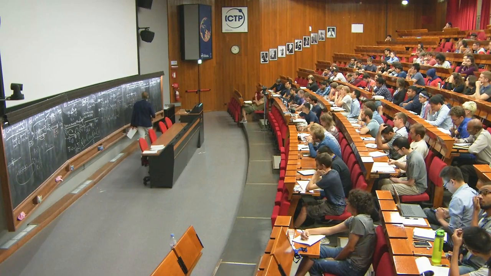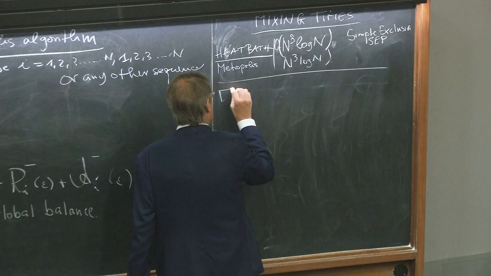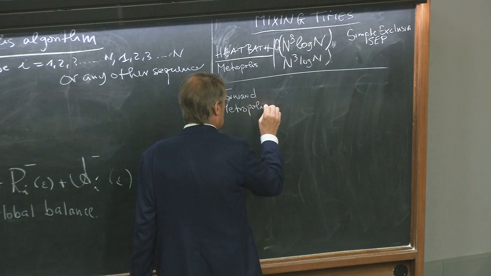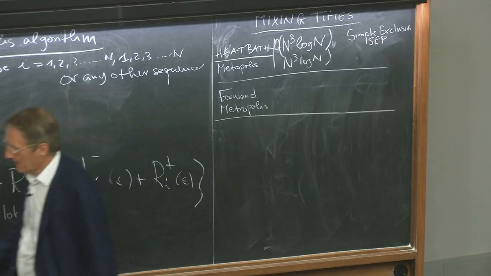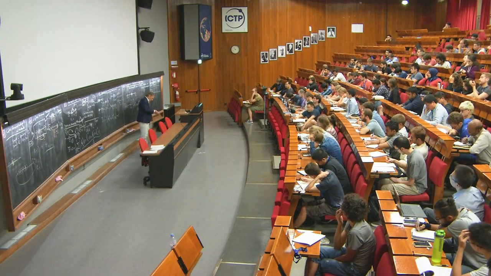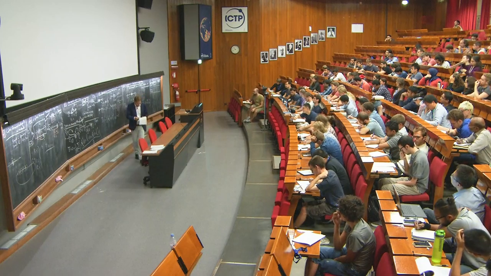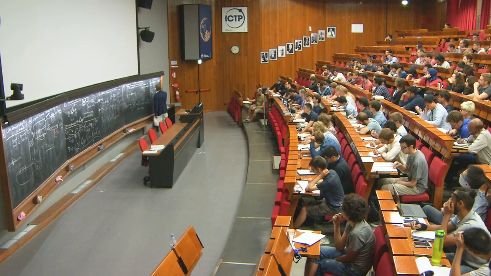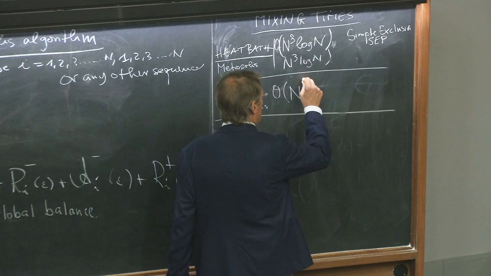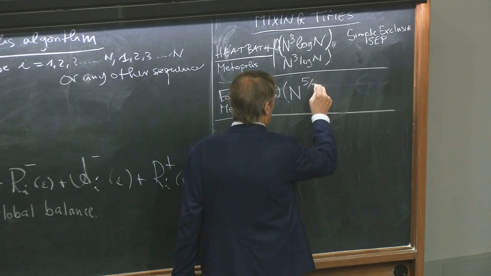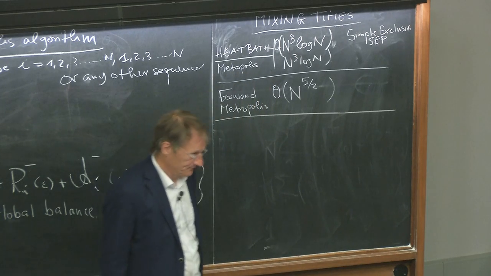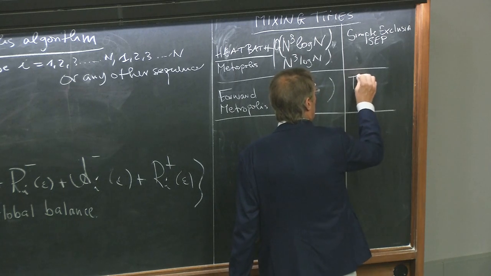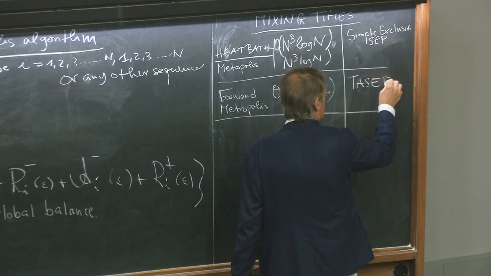Now, the forward Metropolis algorithm, which was just the same as the Metropolis algorithm, but with the change that I only moved in one direction, has a mixing time, where the time is measured in the number of individual steps, of n to the 5/2. This is related to a discrete model which is called the totally asymmetric simple exclusion process, TASEP.